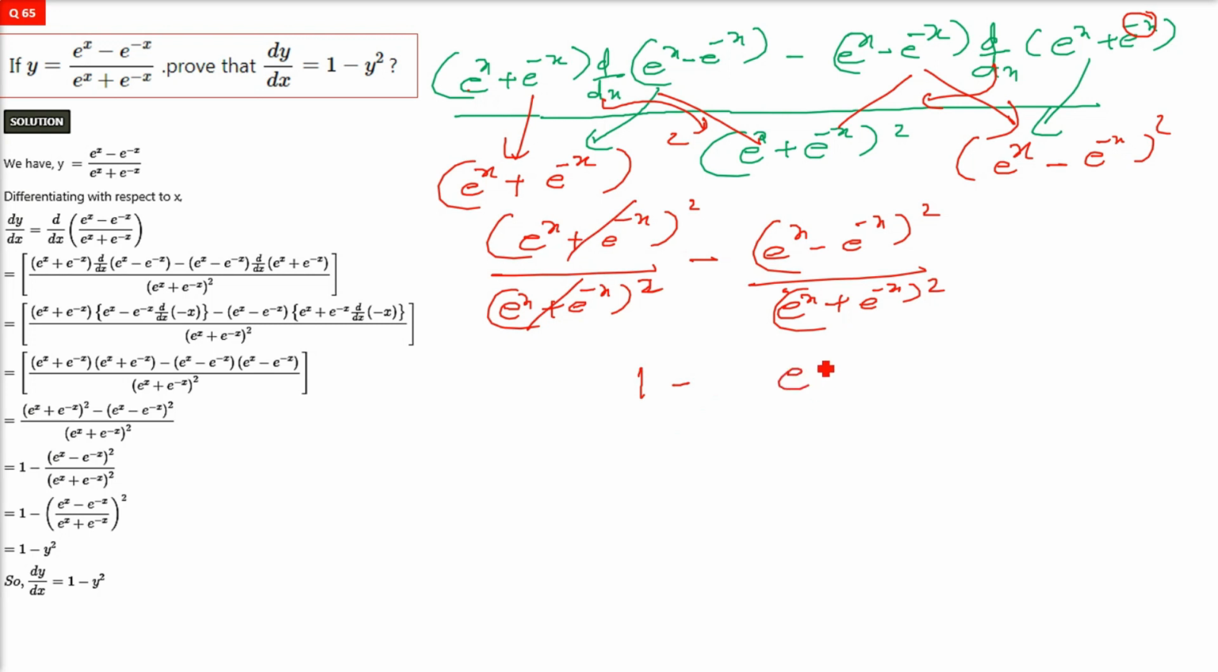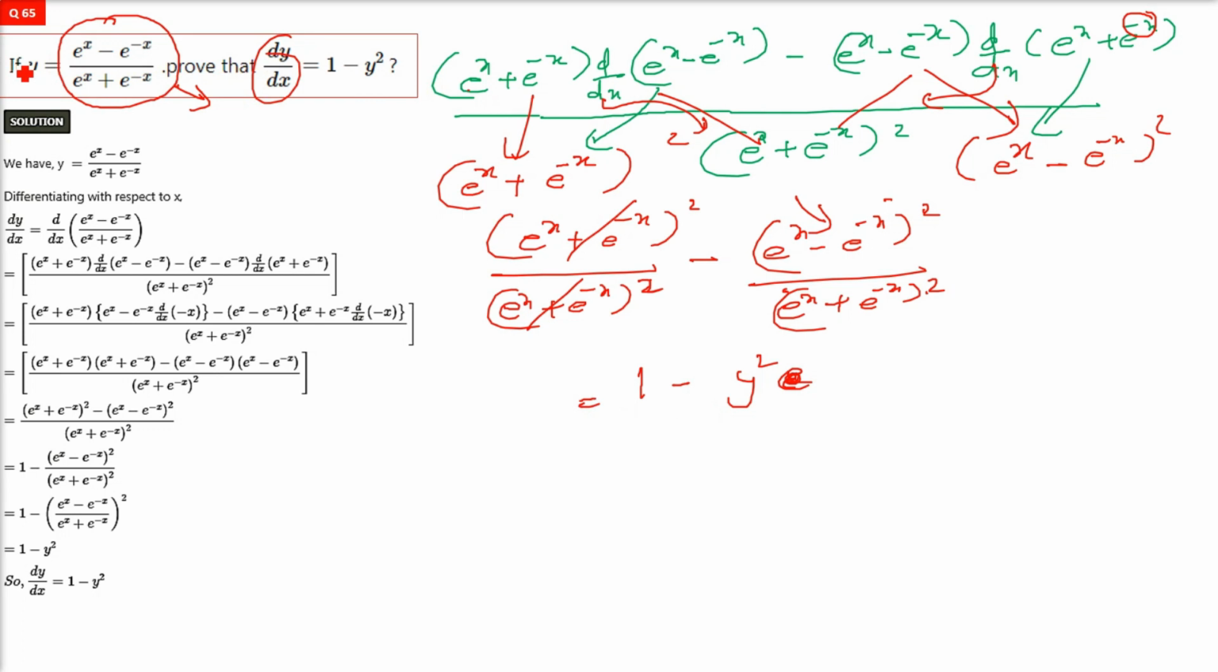First term 1 minus, okay, this is what? y. e raised x minus e raised minus x divided by e raised x plus e raised minus x is y only. So this one is y square only. This is y square. On the left side, what do you get?